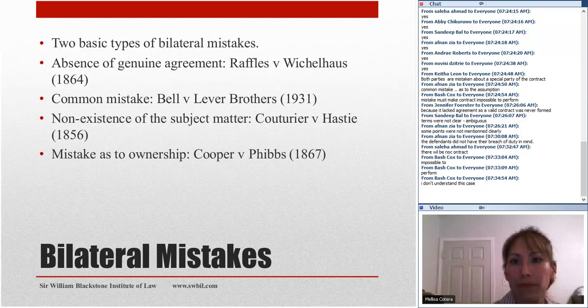Now let's see, what do you understand by fundamental mistake going to the root of the contract? Here the parties, do they need to be mistaken, that each party needs to be mistaken, and they don't need to share a common mistake?